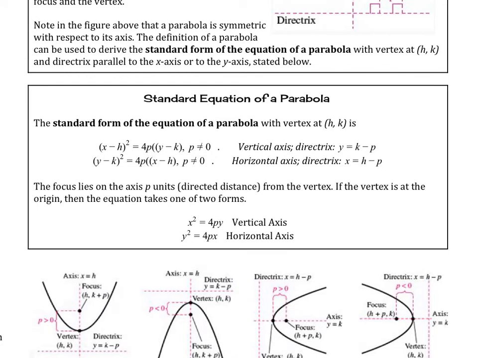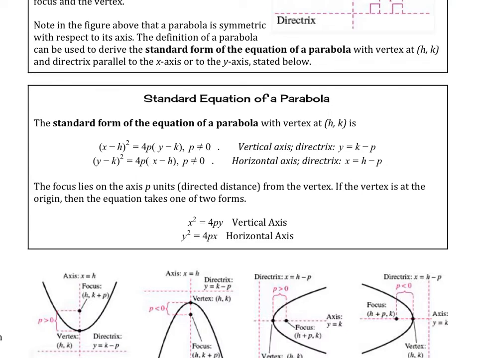So here's the standard form of a parabola. The standard form of the equation of a parabola with vertex at h, k looks like this. So it's a little different than maybe you learned last year, but that's okay. So x minus h squared equals 4p times y minus k, and p can't be 0. And then y minus k squared equals 4p times x minus h, where p is also not 0. Sorry, there's an extra parentheses here, which shouldn't be there. So just ignore that extra parentheses.